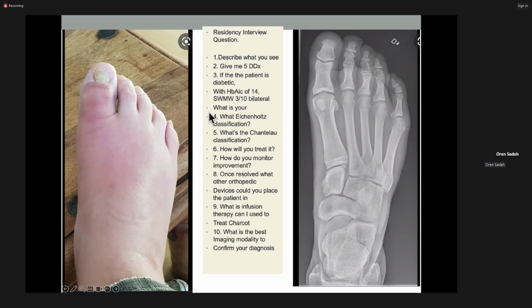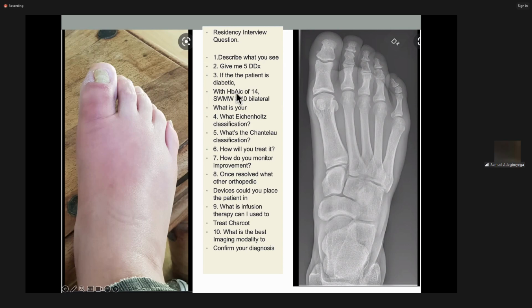Cellulitis, gout. What else can I say? Osteomyelitis, septic arthritis, things like that. Osteomyelitis. Okay. What if I take this patient has an A1C of 14, monofilament of 3 out of 10?